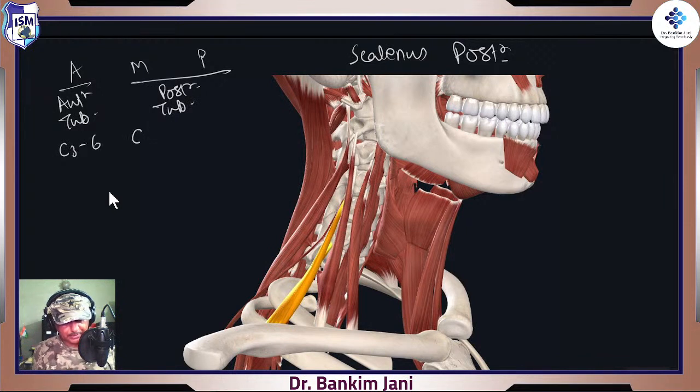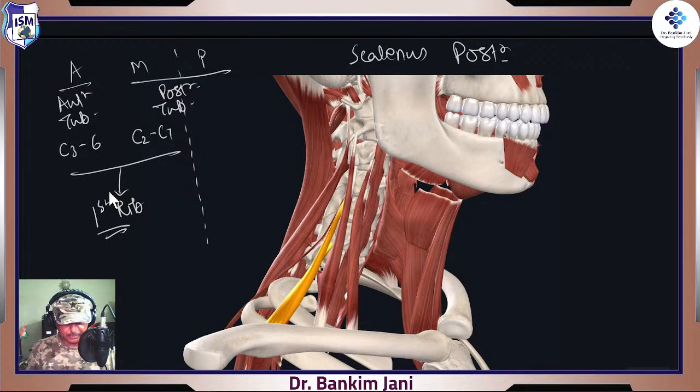This was one step above, one step down, C2 to C7. They both were landing on the first rib, right? Scalene tubercle and superior surface, but basically on the first rib. This posterior one, right? It is C4 to C6, but it would be landing on the second rib, right? This will be landing on the second rib.